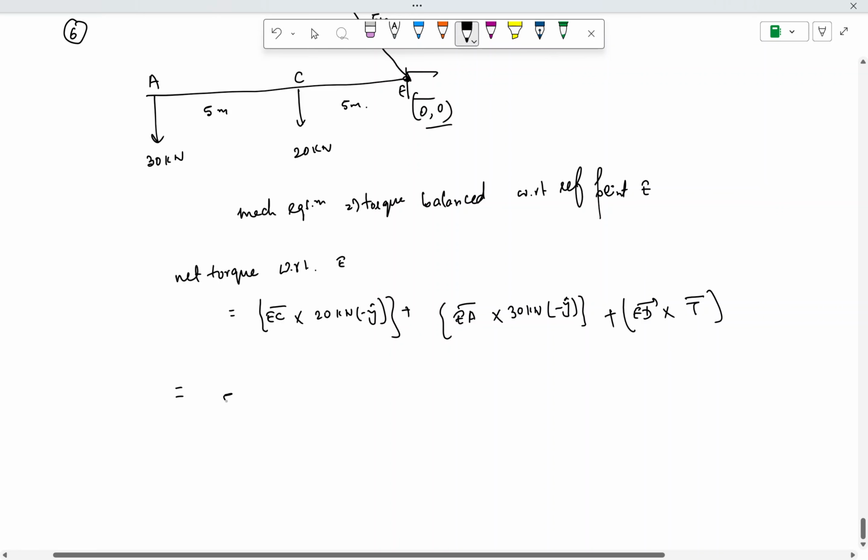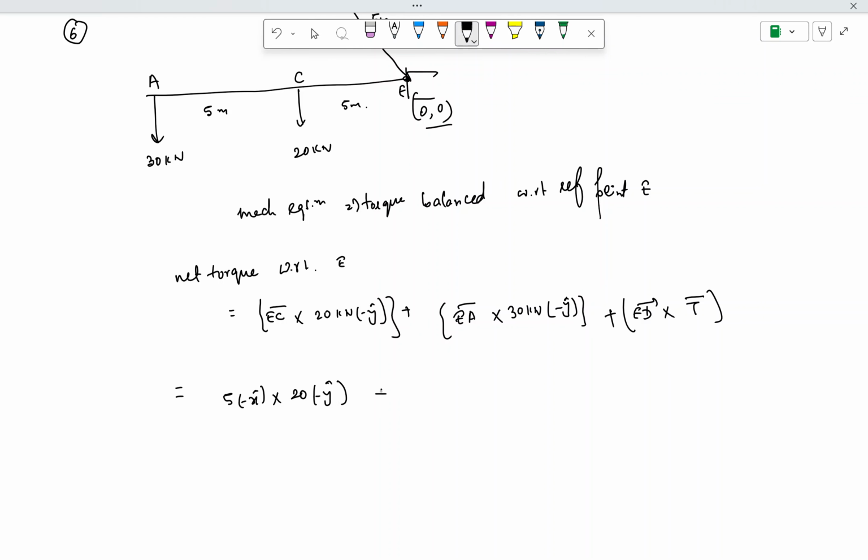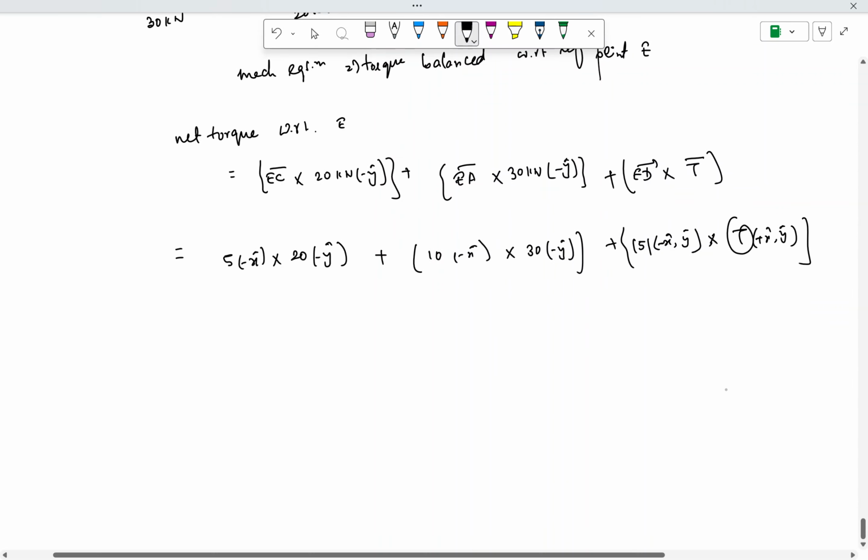Now the EC vector is basically 5 minus x cap cross 20 minus y cap. Then the EA vector is 10 minus x cap cross 30 minus y cap. Then the ED vector has both x cap and y cap components. I am not writing exactly what the components are, but you can take the magnitude separately, and then there is some direction on both x cap and y cap. So this is basically minus x cap, y cap, cross T, which has plus x cap and plus y cap as the directional components. The T value is unknown, that you have to find out.